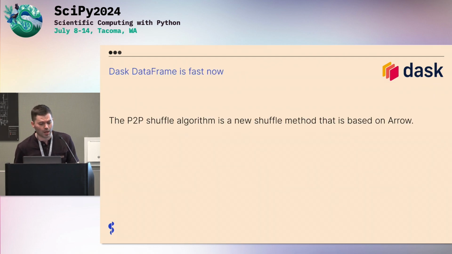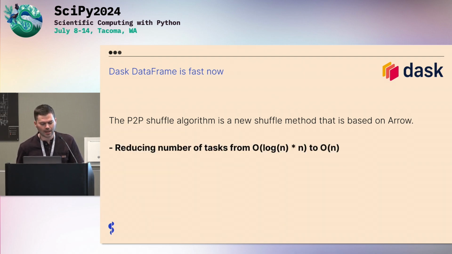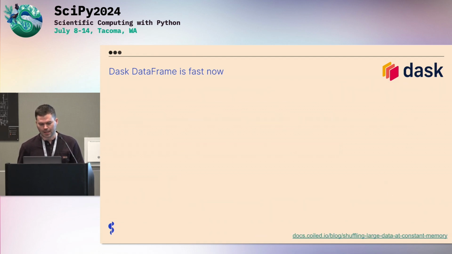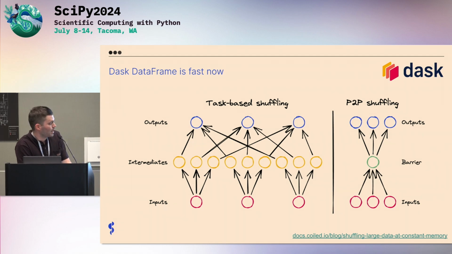We have a new peer-to-peer shuffling algorithm that happens to also be based on Arrow, and it helps in a couple of different ways. The first is reducing the just complexity of a shuffling operation. Previously, the task-based shuffling was order n log n, and the new P2P shuffling algorithm is order n. So I'll give a schematic here.